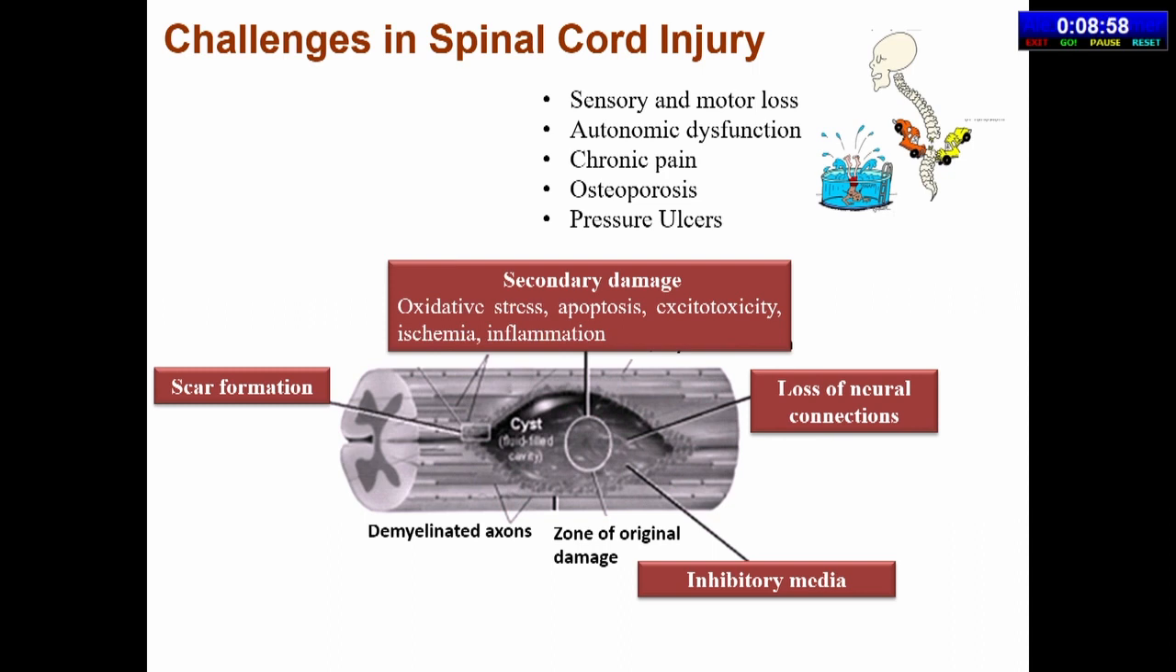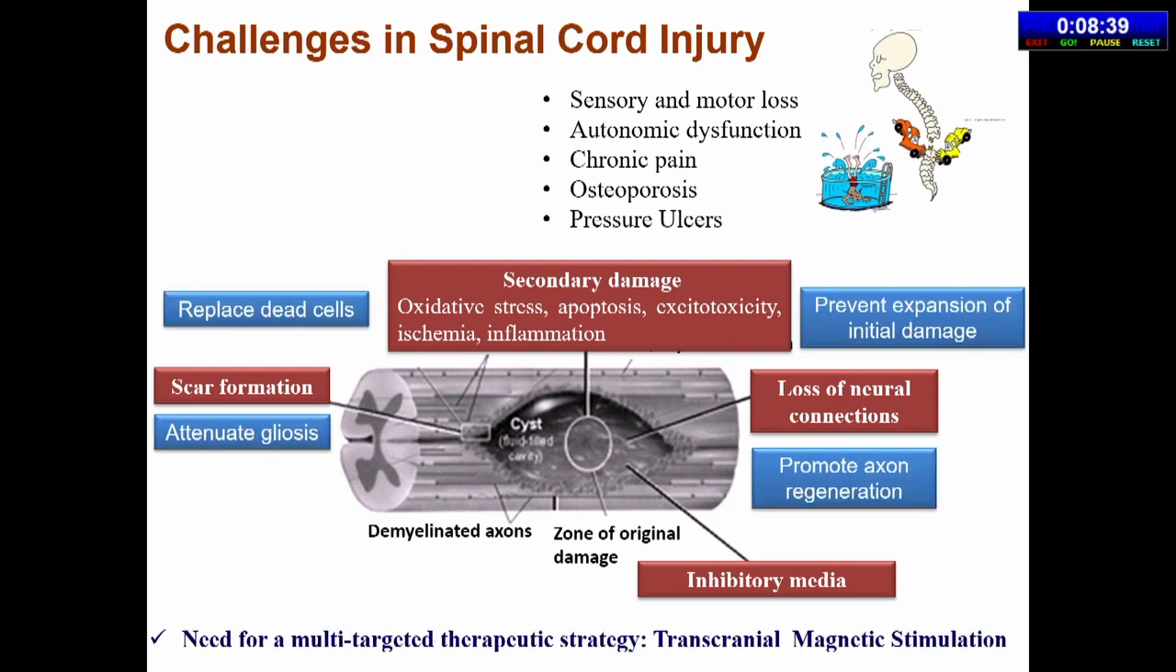Once the scar is formed, it is not only a mechanical barrier which can prevent any sort of neural repair and regeneration, but it also secretes a lot of inhibitory molecules. Therefore, if any repair is going to happen, it doesn't happen because the environment has become inhibitory. So we need a strategy with multi-pronged effects. It can replace the dead cells or prevent apoptosis, prevent the expansion of the initial damage, promote axon regeneration, and attenuate gliosis and therefore the scar formation.